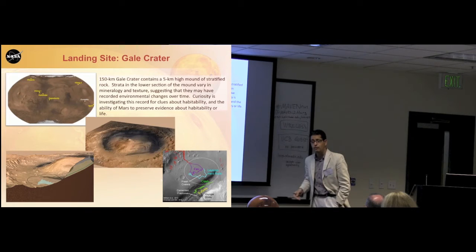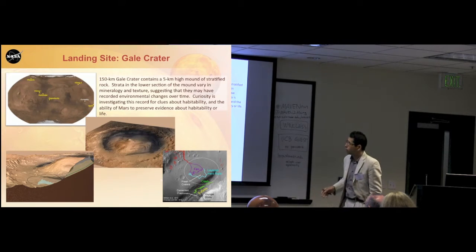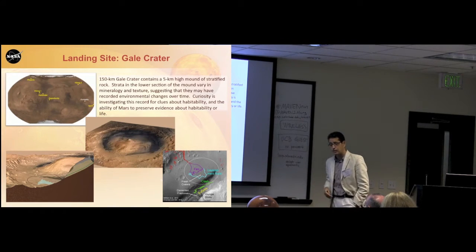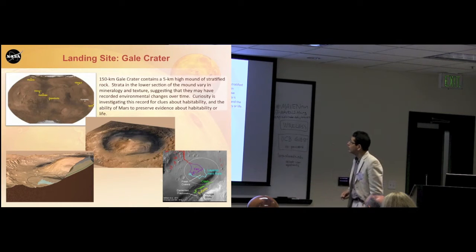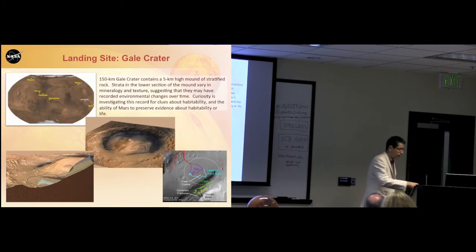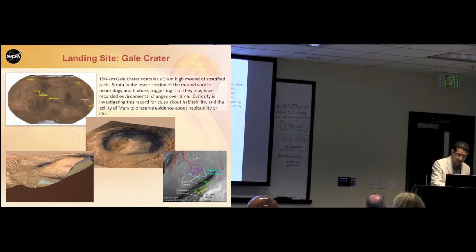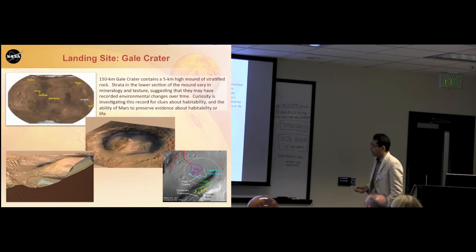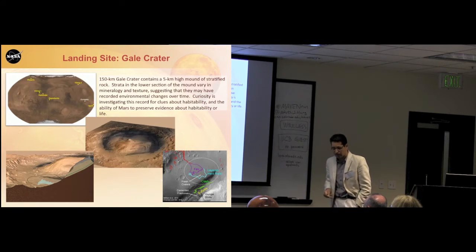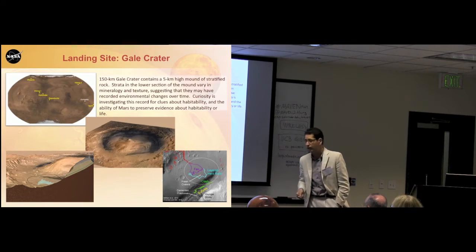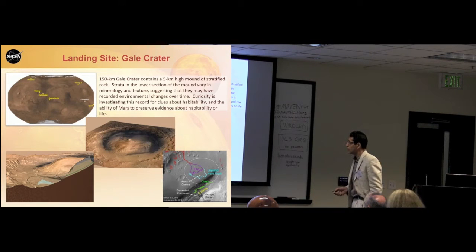Gale Crater had actually been a finalist for the MER landing sites, and was also one of the privileged sites for ExoMars, the 2018 ESA rover. Gale Crater is located pretty much near the equator. It's about a 150-kilometer crater that has about a 5-kilometer mound in the middle of it. And from Mars Odyssey and MRO imaging, we know that that mound is highly stratified.